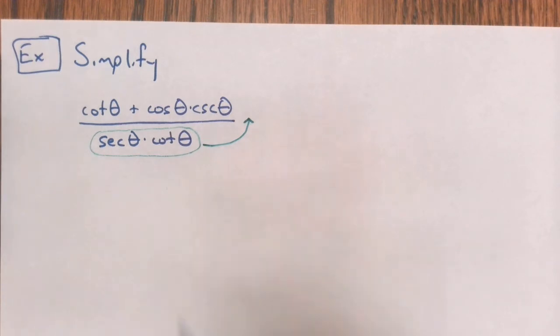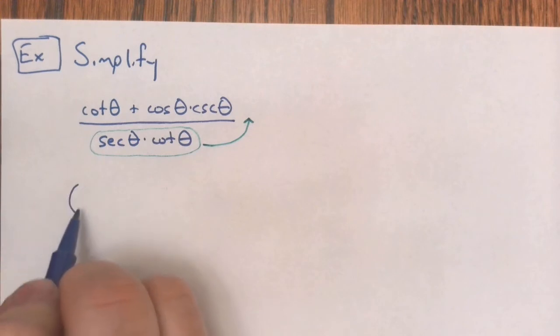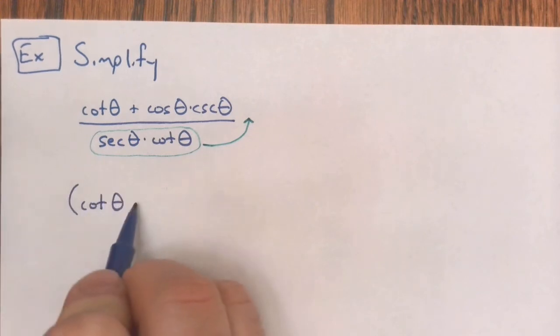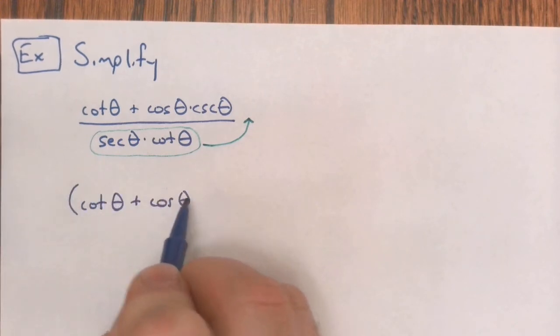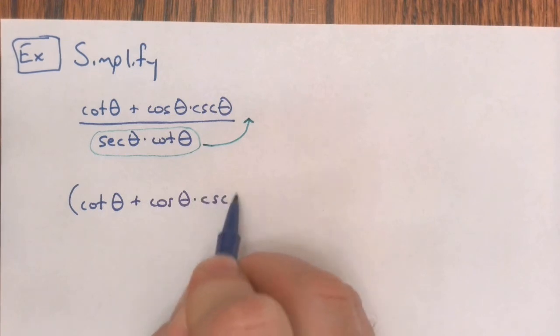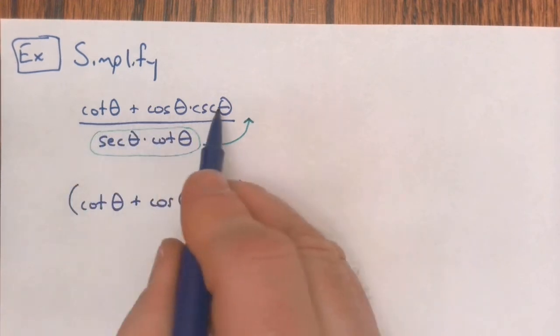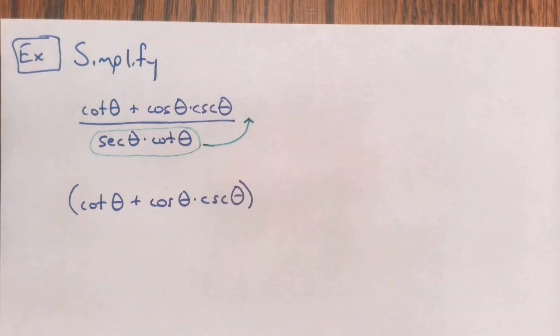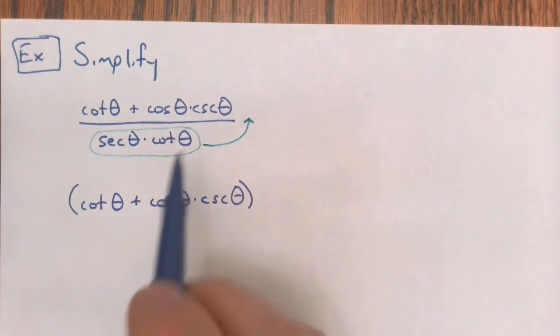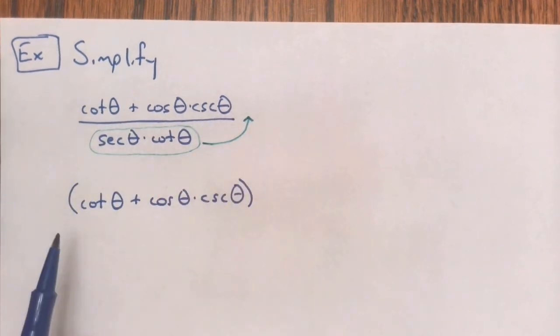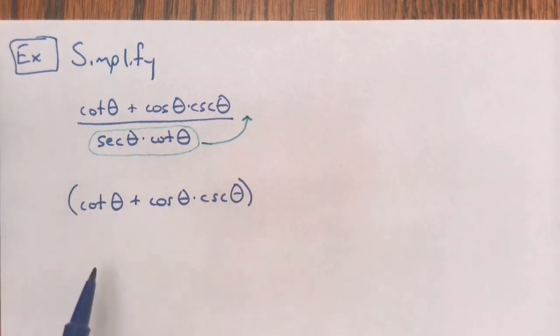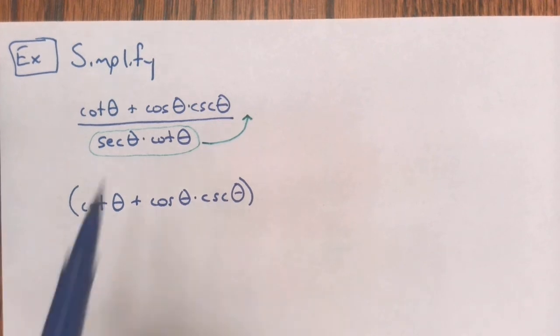So in the top right now, what we have is a cotangent of our angle plus a cosine of our angle times the cosecant of our angle. That's the original numerator. And I want to multiply that entire quantity by the reciprocal of each of those trig functions in the bottom. Because we're multiplying the entire quantity, I do need that top to be in parentheses.